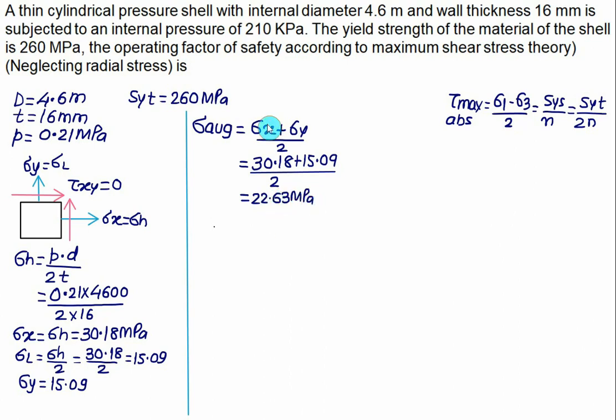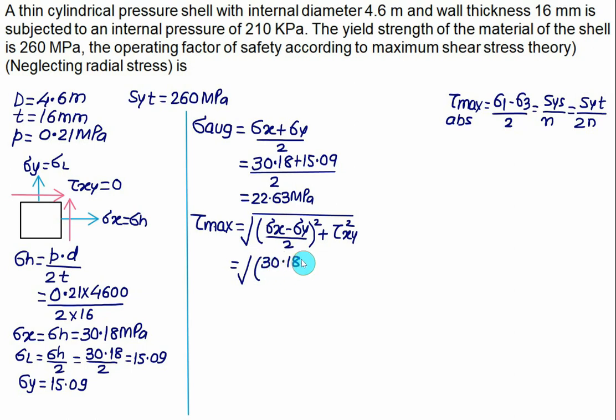And using sigma x, sigma y, we can calculate the maximum shear stress also. The maximum shear stress is given as the square root of sigma x minus sigma y by 2, whole squared, plus tau xy squared. So we have the square root of 30.18 minus 15.09 divided by 2, whole squared, plus shear stress equal to 0, which is 7.545 megapascal. Then using sigma average and tau max, we can calculate the two principal stresses of a plane stress.